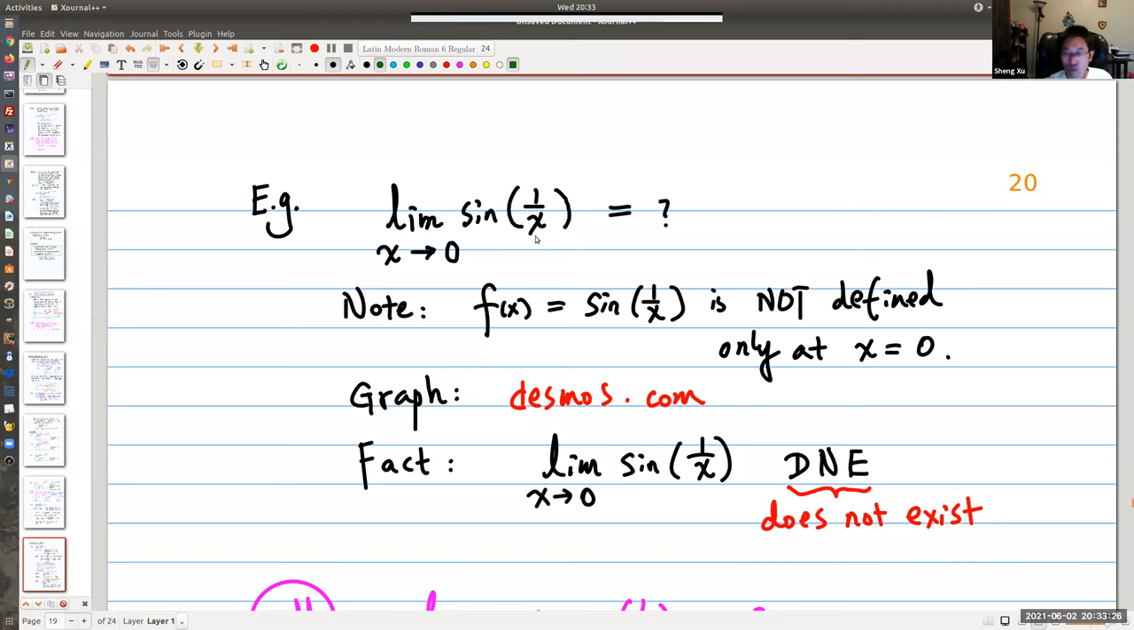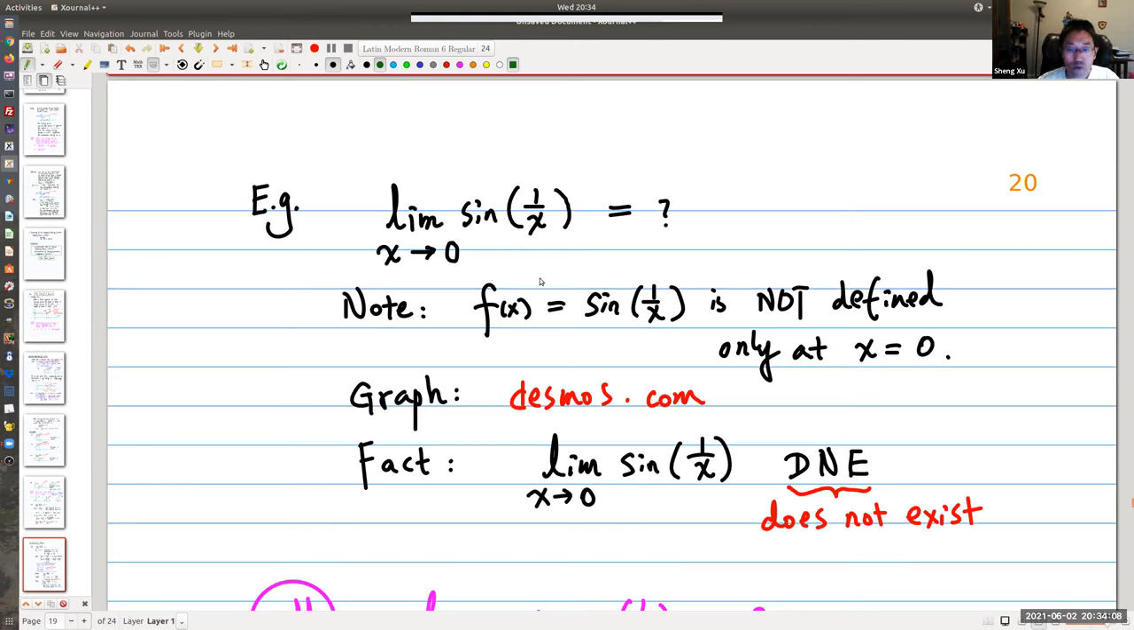But if x is not equal to zero, is this function defined? Yes, right? If x is non-zero, then one over x is some number, and we know the domain of sine is all the real numbers, so it's defined. However, when we compute the limit, we don't let x equal zero, remember? So maybe this limit exists, because we don't care what's going on at zero. We just care about what's going on near zero.